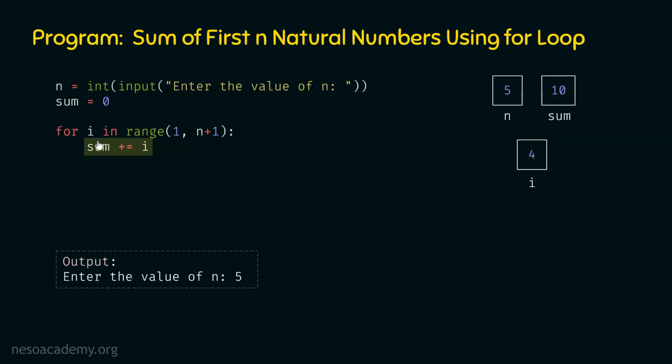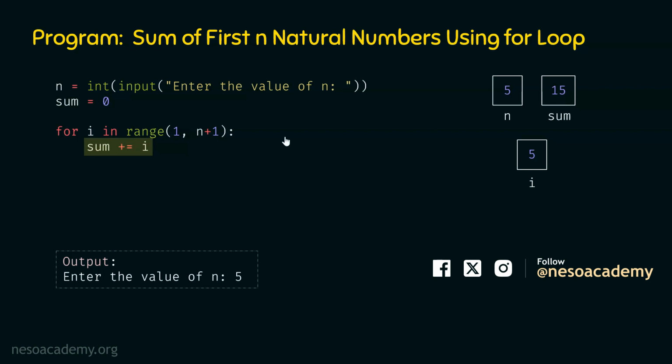After this, i will receive value 5. Then after this, sum is calculated. 10 plus 5 is 15. Therefore, 15 is stored here. Now we have received this value 15 in sum. This is the sum of first 5 natural numbers, and that is what we want.